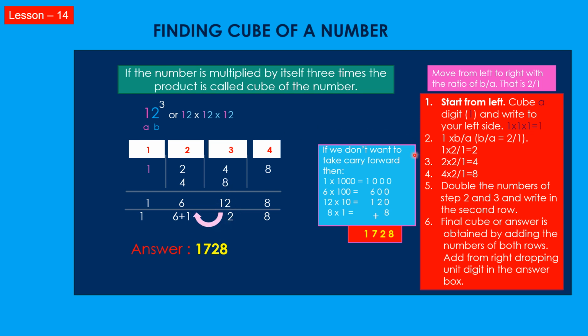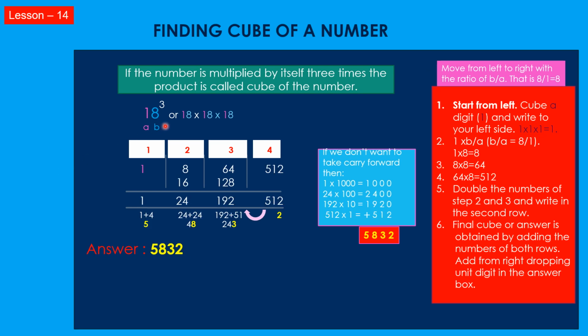And there is another way if you don't want to carry forward the numbers. I have made a small box and shown here that if you don't want to carry forward, you can do 1 times 1000, 6 times 100, 12 times 10, 8 times 1, and then add up all the numbers. Then also you will get 1728 as the cube of the number 12.